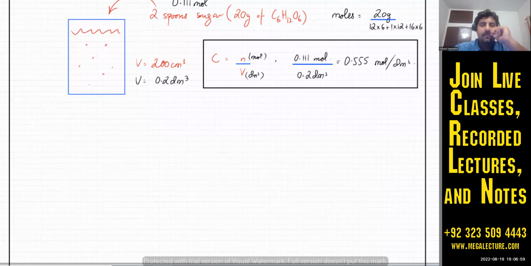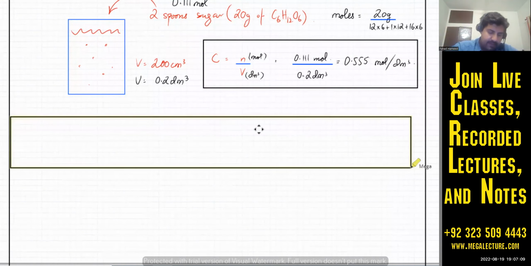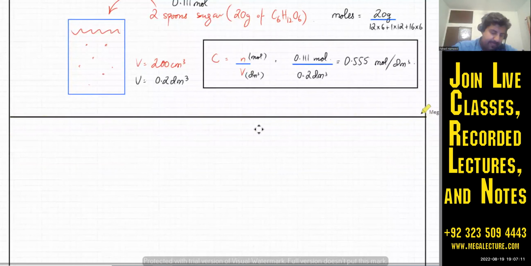of a solution. So we now know of two formulas which tell us moles, and I'm going to use those formulas with my equations. So the first one was moles is equal to mass divided by the molar mass.